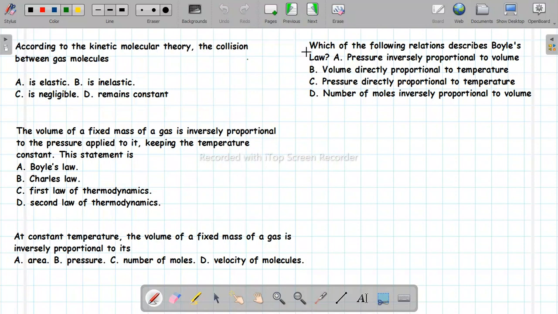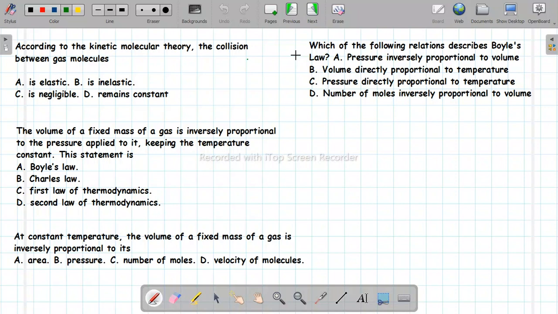According to kinetic molecular theory, collision between gas molecules are elastic, inelastic, negligible, or they remain constant. Just recall the postulates of kinetic molecular theory. There were some 4-5 postulates, right? Which includes finite volume of gas molecules, includes large number of molecules, that is total of n numbers, and separation between molecules is very large as compared to the size of molecule.